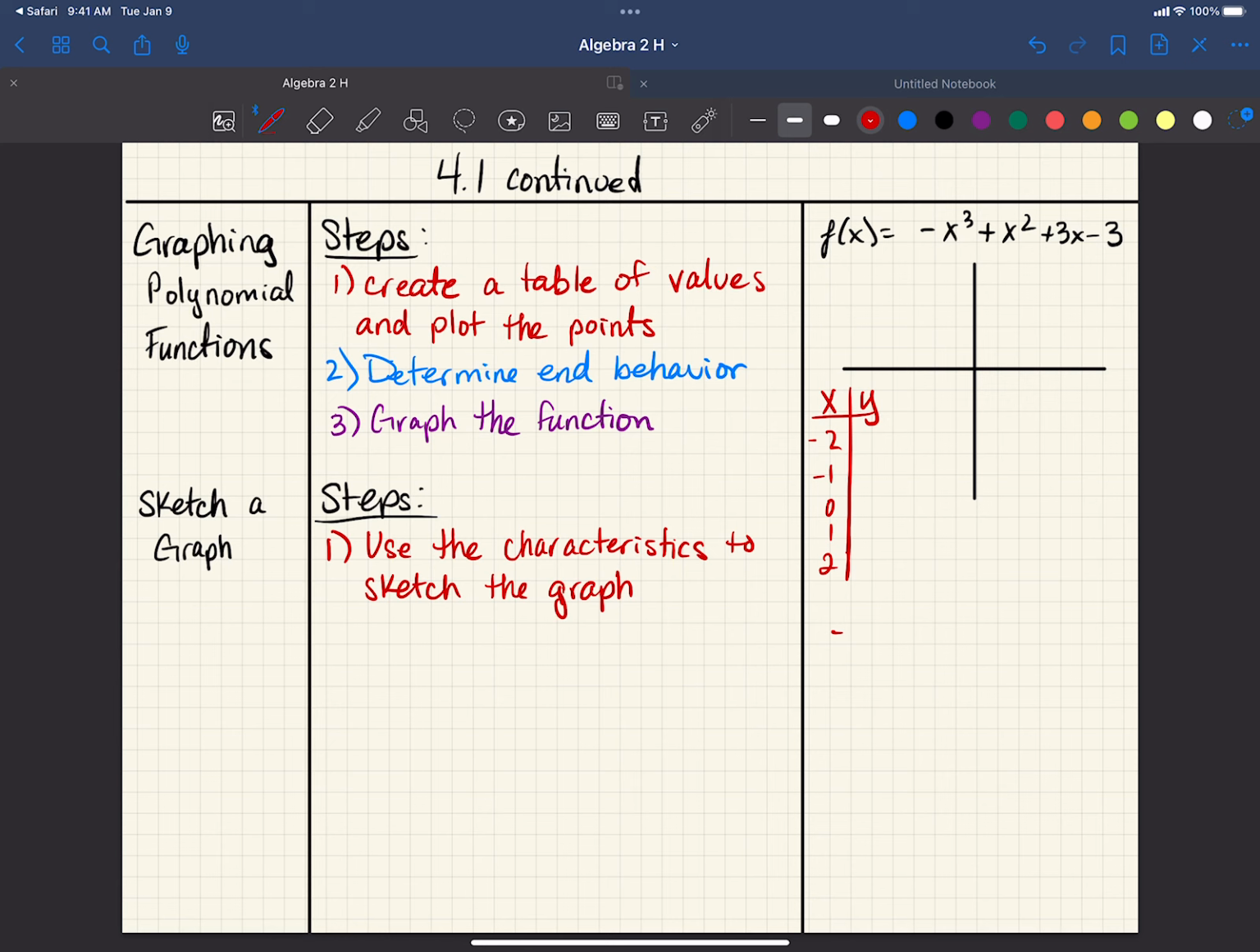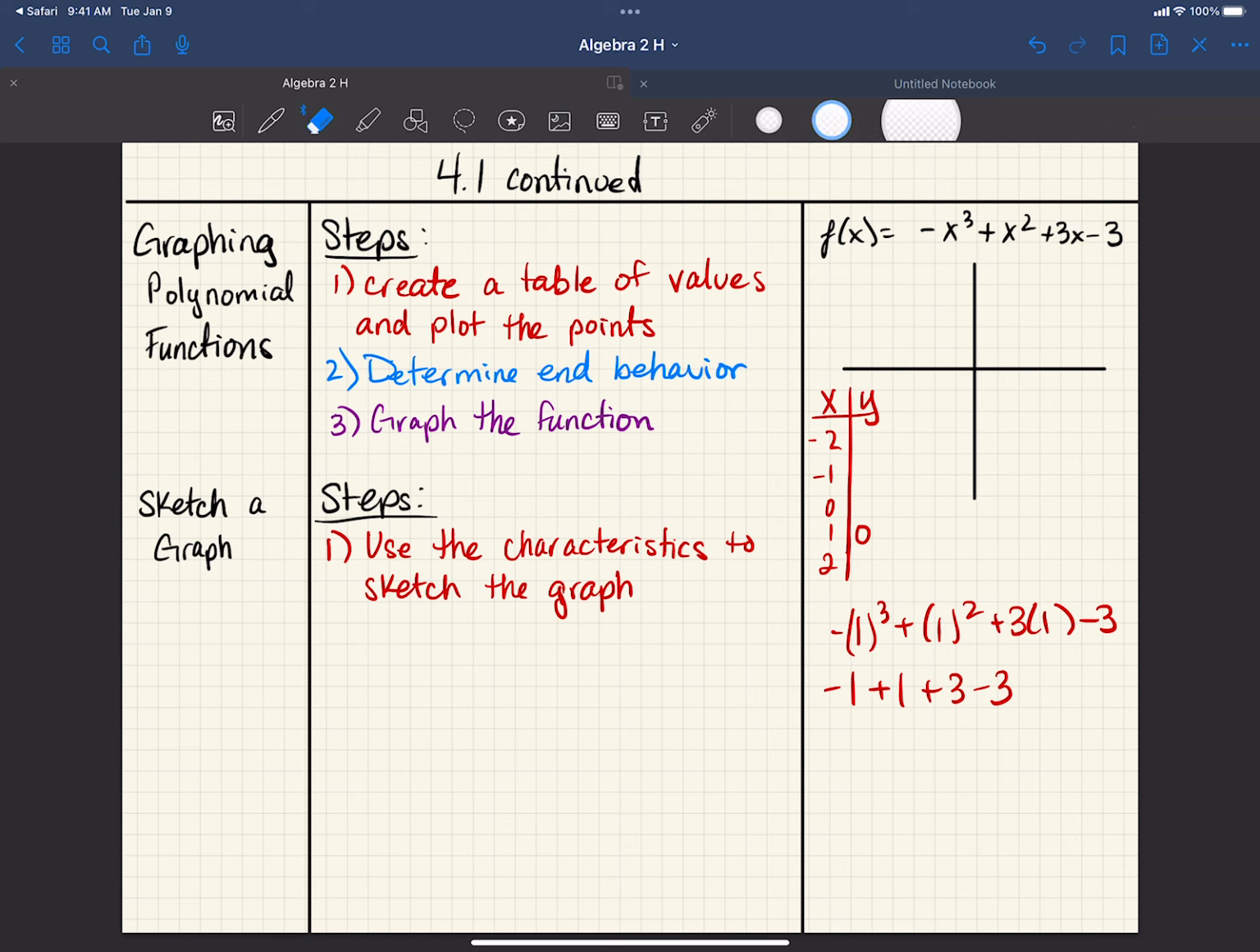If I were searching for 0, it's like the cheating one, but let's say I did 1. So I would have 1 cubed plus 1 squared plus 3 times 1 minus 3. So that would be -1 plus 1 plus 3 minus 3. And then when I solve for that, I would actually end up with 0.